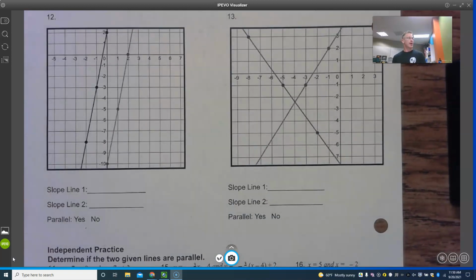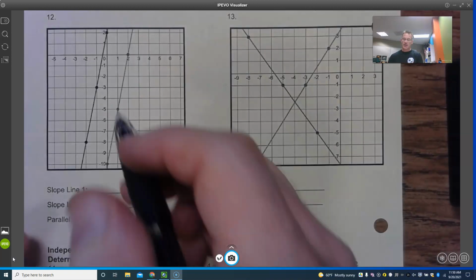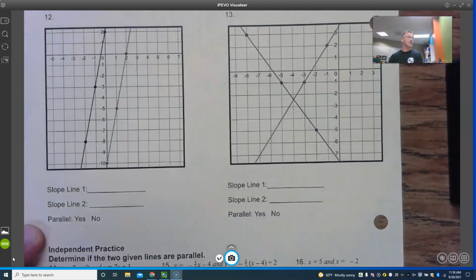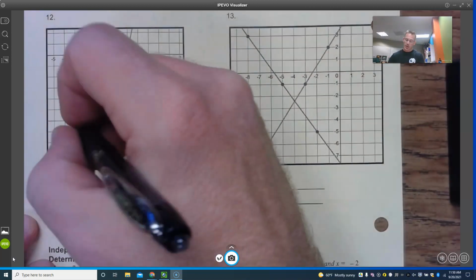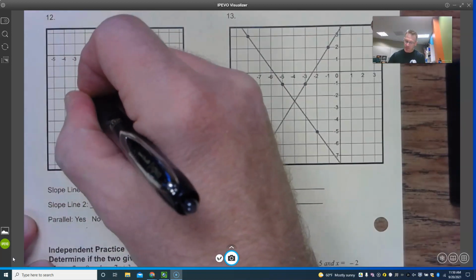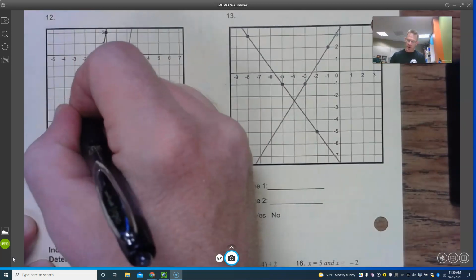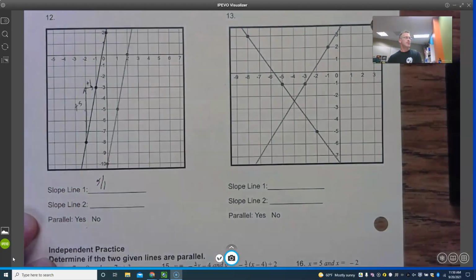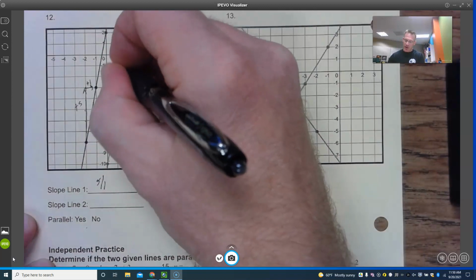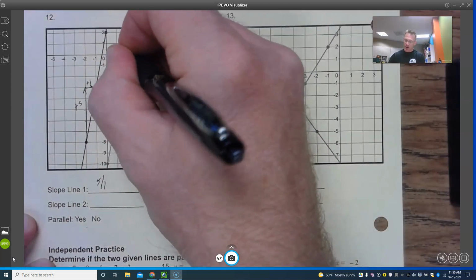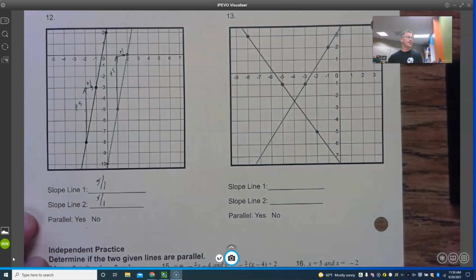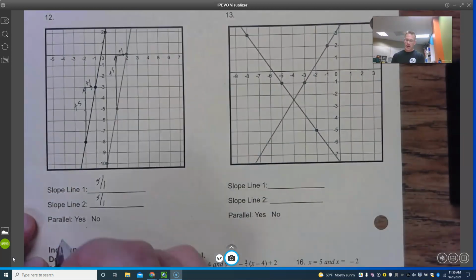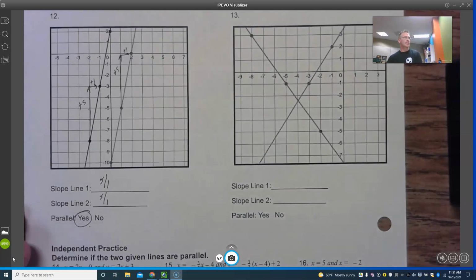So let's look at number 12, right? And once again, we can see, yep, they don't intersect in the picture. Different y-intercepts, 2 here, negative 10 there. So we just find those slopes. So the slope here, 1, 2, 3, 4, 5. So I go up 5 and to the right 1. So my slope of the first line is 5 over 1. My slope of my second line, I go up 5 and to the right 1. So these two lines do in fact have equal slopes. Equal slopes, different y-intercepts, they are for sure parallel.